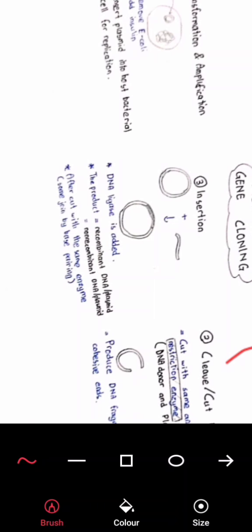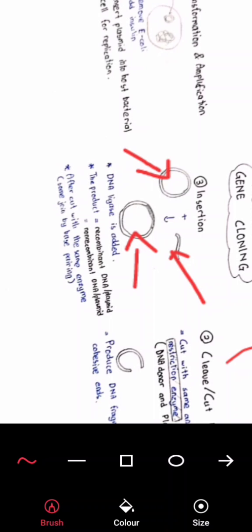Next step is insertion. As you can see, there are 2 types and they will become one. This is plasmid vector and this is DNA fragment, and the product is recombinant plasmid. This is recombinant plasmid.